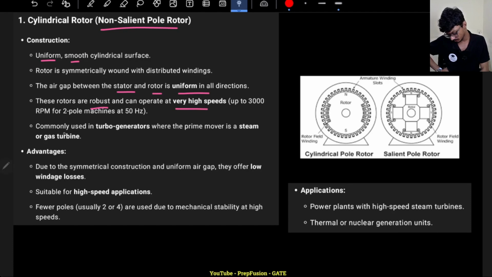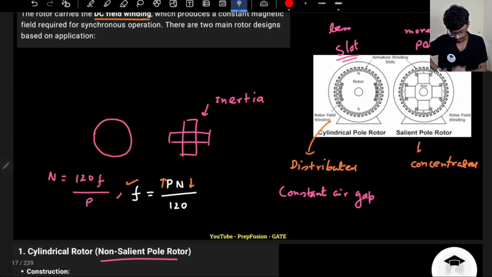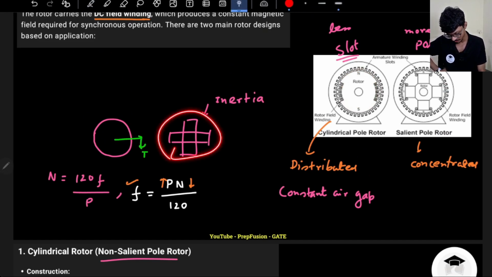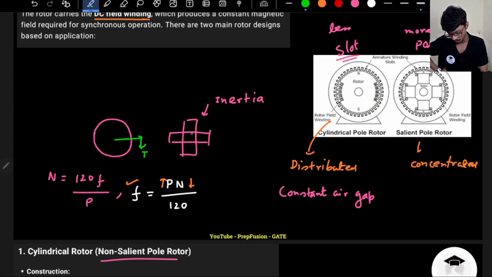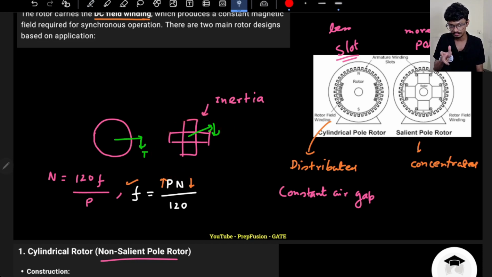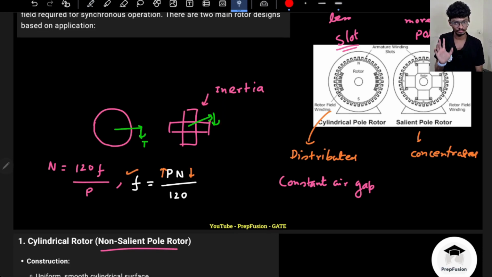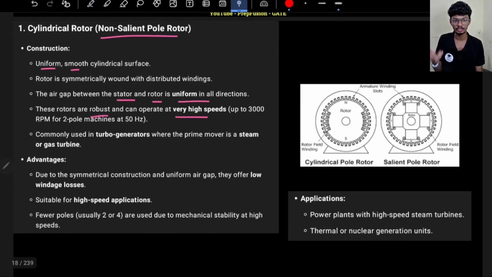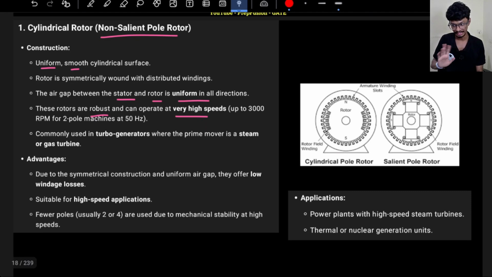One more thing: as it is totally circular, the torque required will be almost constant here. But here, this is not a uniform structure. If you have studied physics, you will understand that if it is not a uniform structure, the torque has to vary to rotate it. If torque varies, there can be a bit of mechanical instability problems. That's why we don't operate our salient poles at high speed. I've given you multiple reasons why we don't operate a salient pole rotor at high speeds.